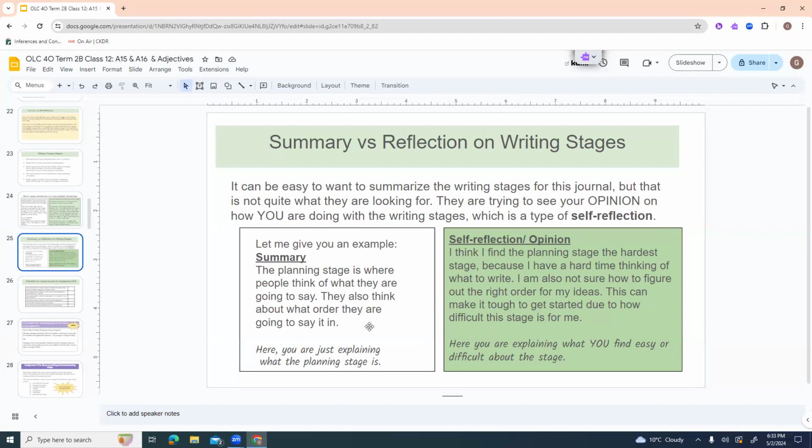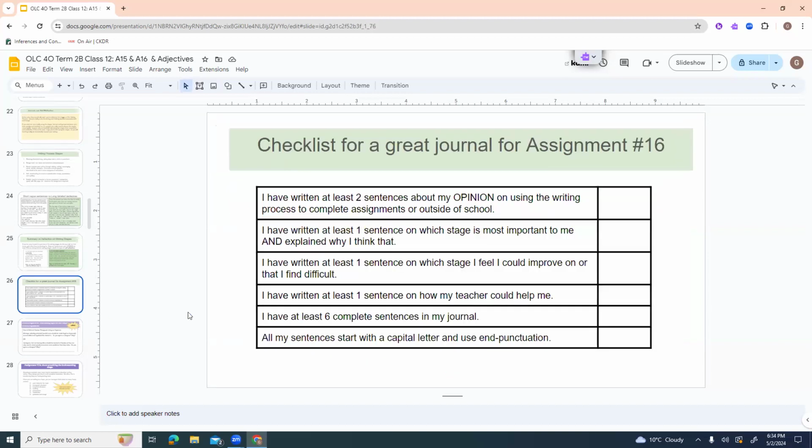So here's an example where it is your opinion. I find the planning stage the hardest stage because I have a hard time thinking of what to write. I also am not sure how to figure out the right order for my ideas. And this can make it tough to get started due to how difficult this stage is for me. So here, you're still talking about the stages, but you're telling me very specifically your opinion of them, giving me examples of what's hard. That's the kind of thing I'm looking for to get good marks in that section.